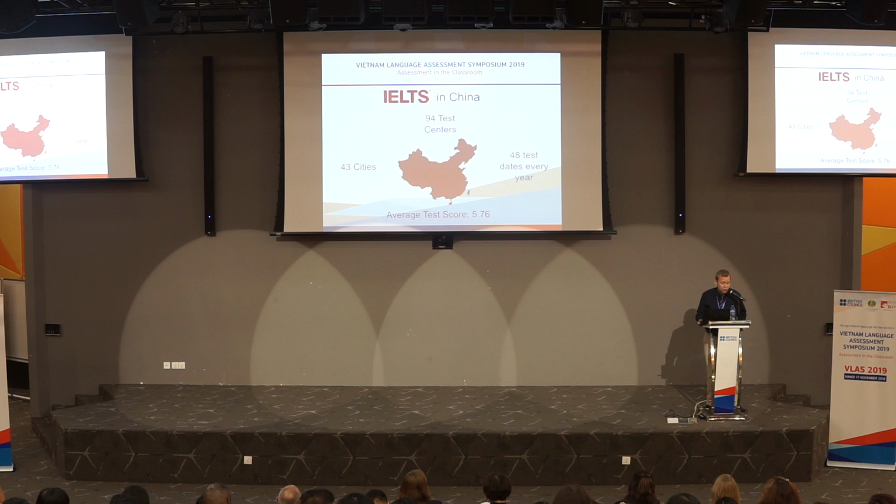The average score for the academic paper in China, from the latest information we have, is 5.76. A little bit lower than Vietnam. With students performing stronger in the reading and listening sections than the speaking and writing ones. And I think perhaps that's quite similar in many countries in East Asia. This perhaps indicates that a different approach to teaching the productive skills in China is needed.